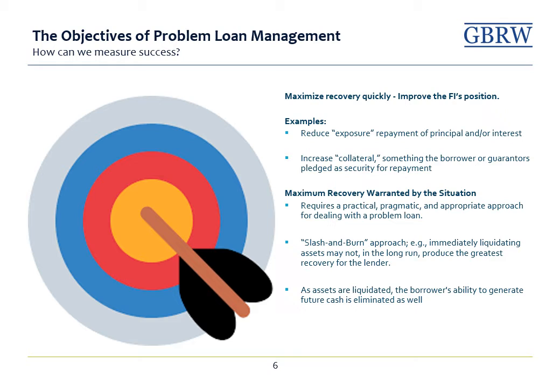This objective applies to large corporate, commercial, SME, and retail problem loans. How do we improve the bank's position? The answer is straightforward. We improve the bank's position by reducing exposure, principal or interest, or increasing collateral. Thus, we measure success by considering improving the bank's position. It is essential to understand that a slash and burn approach, for example, immediately liquidating assets, may not always produce the best recovery for the lender in the long run. As assets are liquidated, the borrower's ability to generate cash in the future is also eliminated.